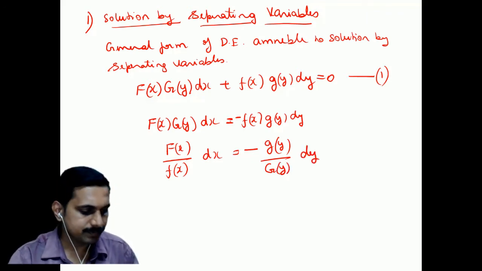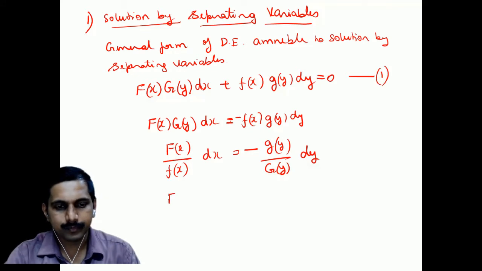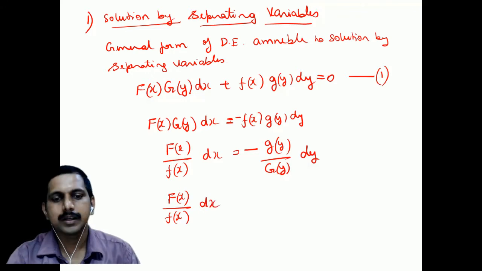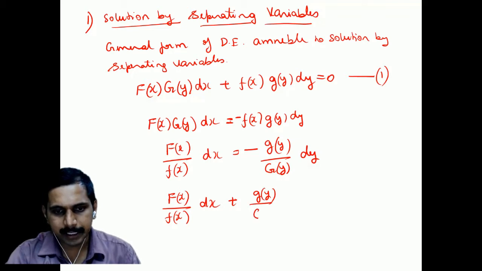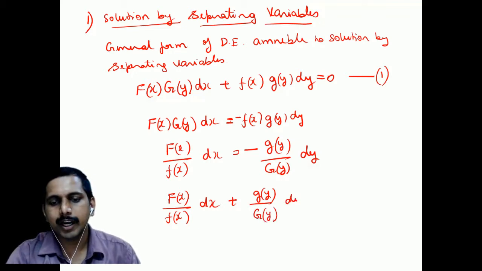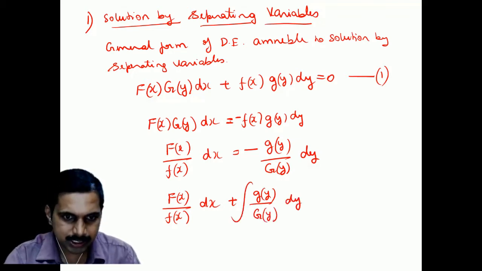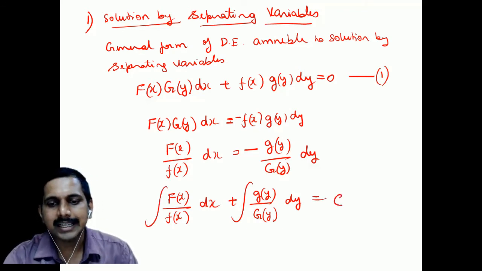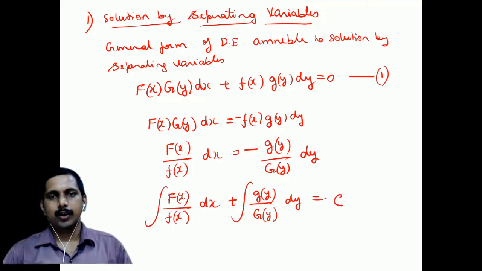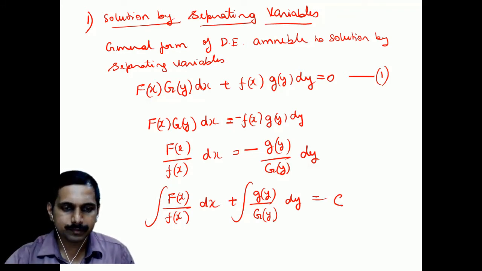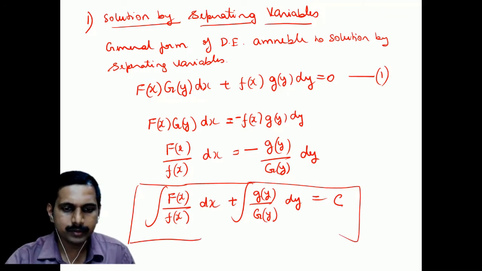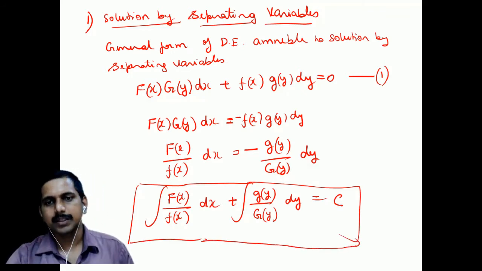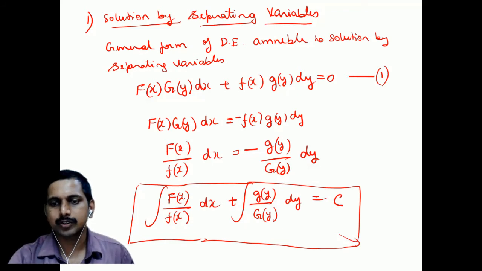So I can integrate this. The integral of F of x by f of x dx plus the integral of g of y by G of y dy, you can integrate this and say that is equal to some constant. I hope you get this, students. This is the solution. Which solution? General solution. A particular solution can be found if there are some conditions given. This is what is called the general solution.